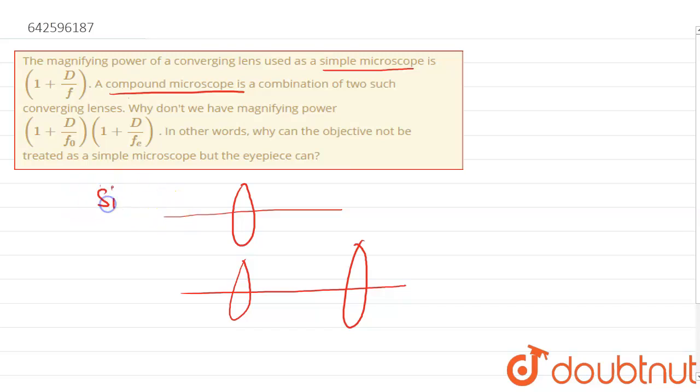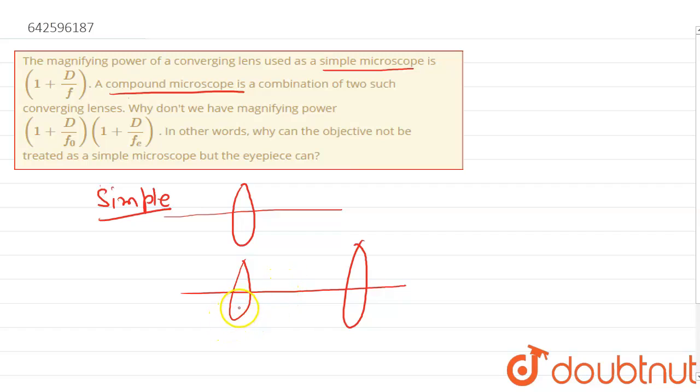In case of a simple microscope, the converging lens is used to magnify the object. But in case of a compound microscope, we use the eyepiece for the same purpose, or we can say the eyepiece is used for magnifying the image. Also, the objective lens is used to form an enlarged, real and inverted image of the object, but at a distance less than that of the focal length of the eyepiece.